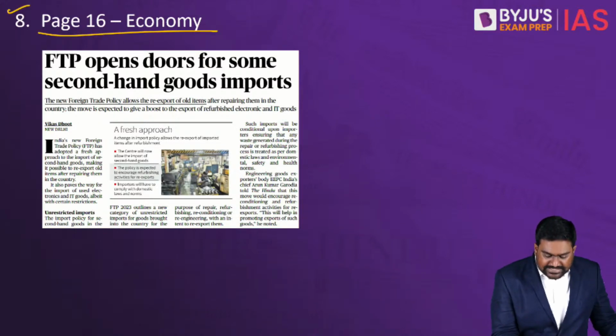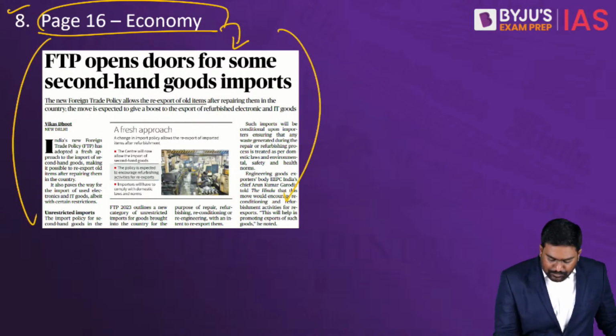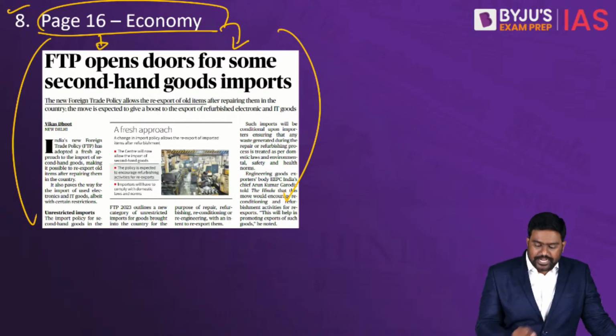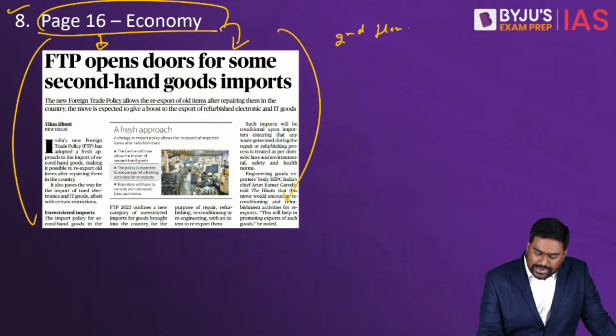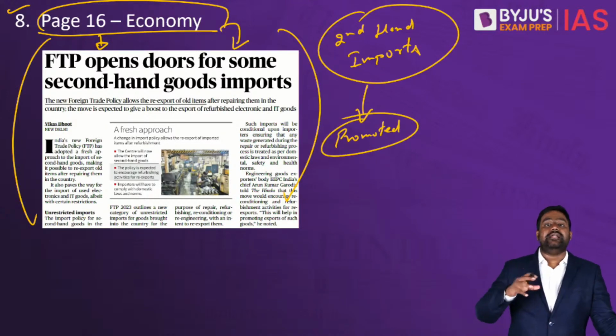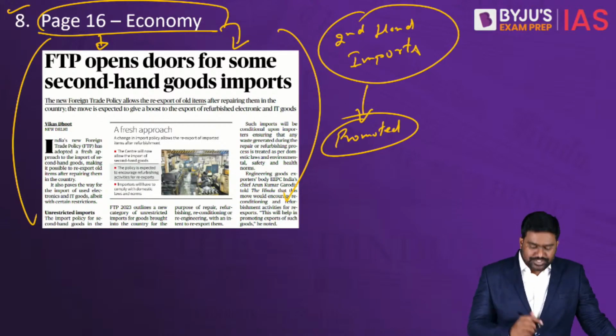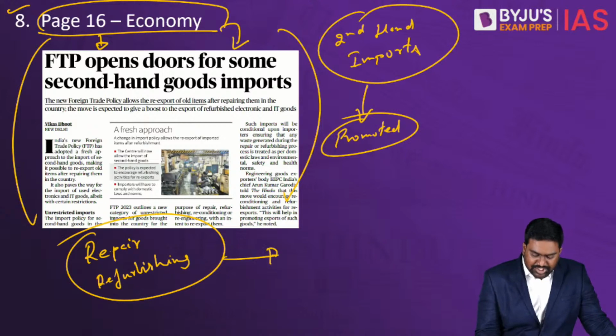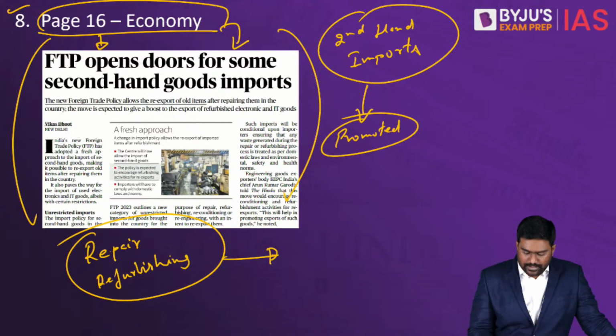Now coming to the last article from page 16, it's related to the Foreign Trade Policy 2023 that was recently brought out by the government. Under the new foreign trade policy, second-hand imports are being promoted. Under the foreign trade policy, the import of second-hand goods has been opened up because this will promote the repair and refurbishing industry in India. All right? But the condition is that these second-hand goods, they will have to be re-exported.